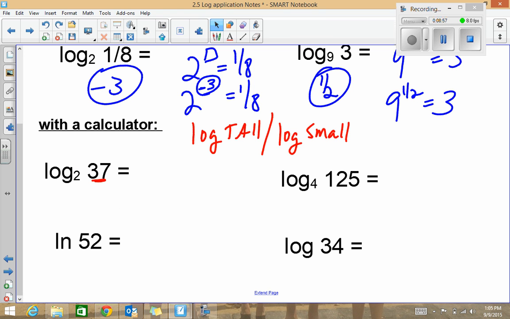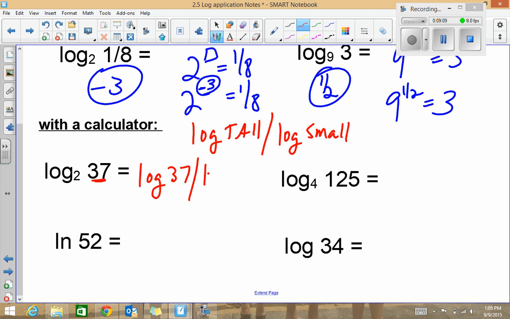But if we want to find a numeric value for this, we would type it in on our calculator as log 37 divided by log 2. If you enter that in your calculator exactly how I have it written, you may need parentheses around these, you will get 5.21. Okay? Try the next one.